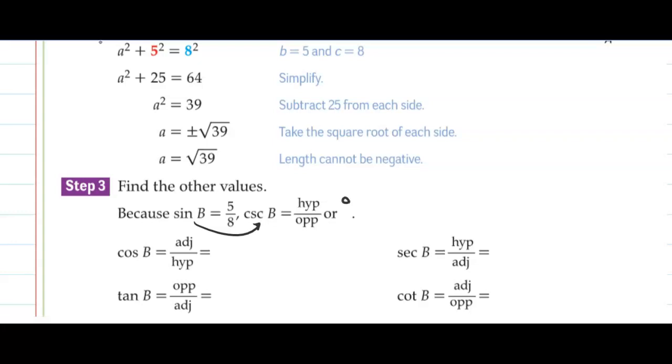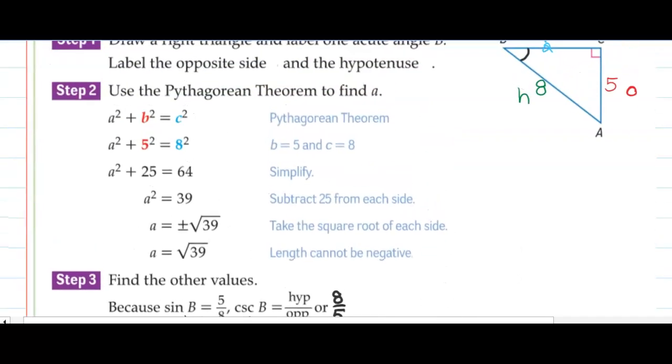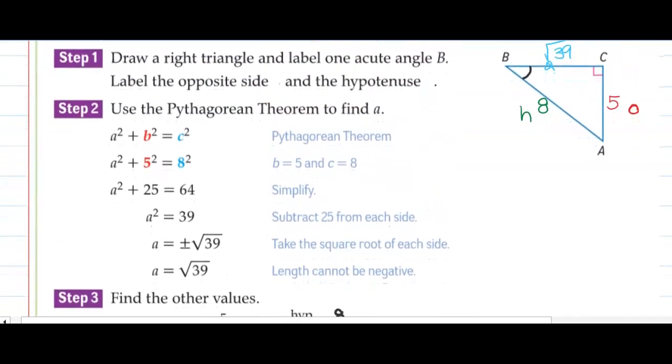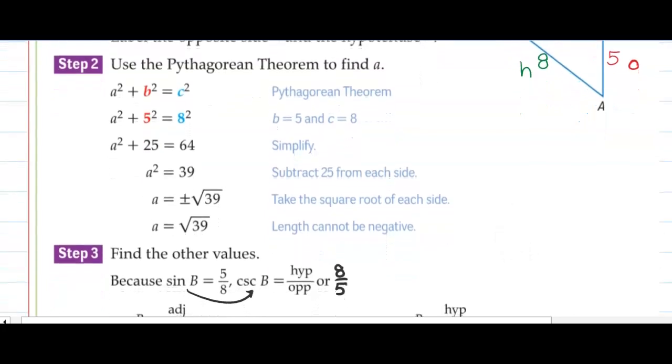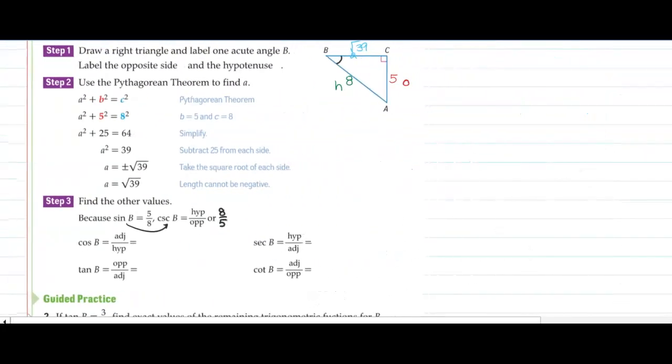So now we just put 8/5 for the cosecant. But the other ones are going to involve the adjacent side, so we really needed to figure that out. For the cosine, that's going to be the adjacent, which is radical 39, over the hypotenuse of 8.